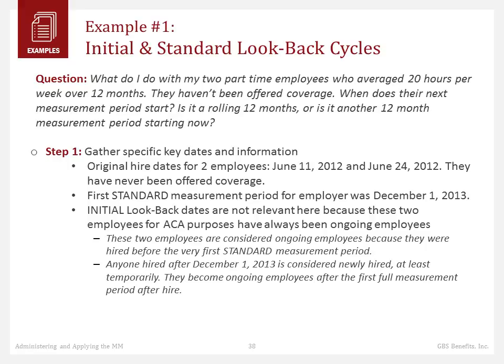Sometimes in examples we need to know when the initial look back date started and what policy they selected, but we don't need to know that here because these 2 employees, for ACA purposes, have always been ongoing employees. These 2 employees are considered ongoing because they were hired before the very first standard measurement period. Anyone hired for this employer after December 1st is considered newly hired, at least temporarily. Anybody hired after that becomes ongoing after the first full standard measurement period after hire. So that's what we need to know for this scenario.